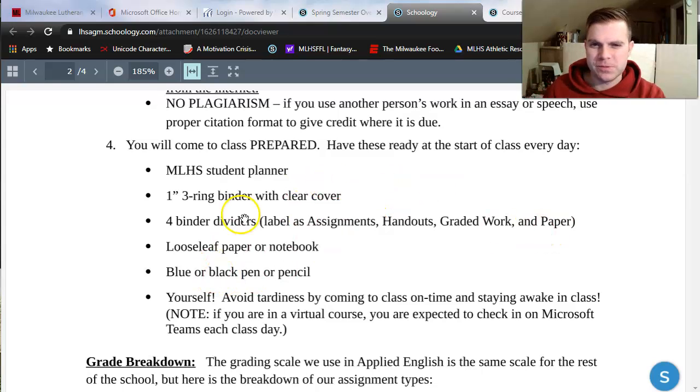Obviously, if I have you in person, please have these ready at the start of class every day. It's a good idea to have your MLHS student planner with you at all times. If you're at home and maybe never got an MLHS planner, any sort of planner or calendar is nice for keeping track of deadlines, due dates that I give you for our classes. Obviously, the MLHS one has space to track all of your classes as well.